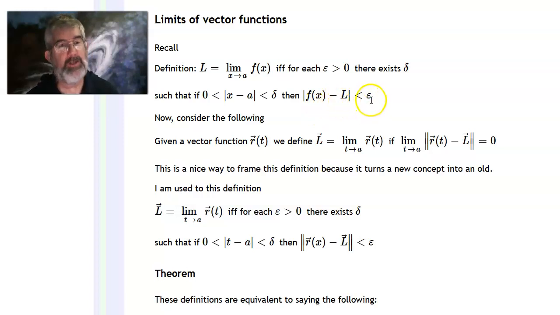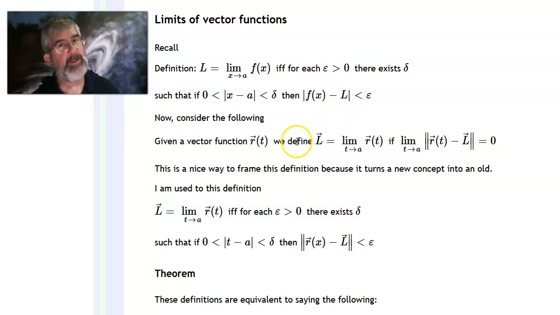Pick any epsilon, you can get it that close. That is, what do you mean by get it that close? That means for all values of x very close to a, that is less than delta away from a, then f of x will be close to L. Right? That was the definition we had for Calc 1, limit of a function.